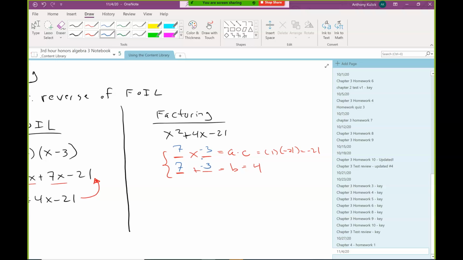Well, really 4, right? Because the signs could switch. Like 1 and negative 21, or negative 1 and positive 21. 3 and negative 7, or negative 3 and positive 7. But there's only 4 pairs of numbers that are going to do that.